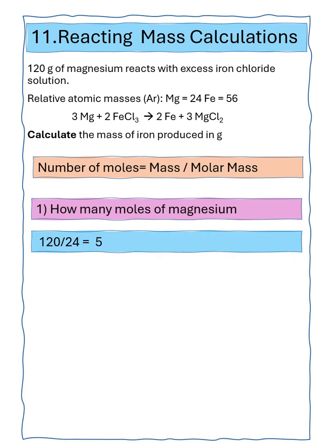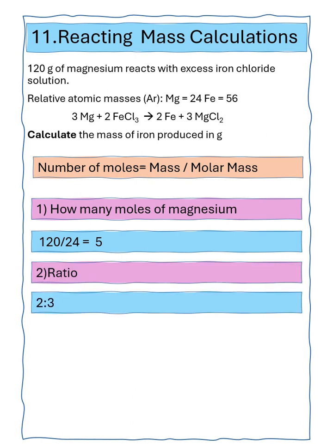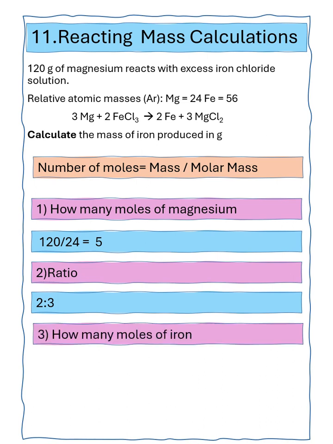So we know we've got 120 grams of magnesium. We know the molar mass of magnesium is 24. So number of moles is mass divided by molar mass. So it's 120 divided by 24. So we've got 5 moles of magnesium. From that, we can look at the ratio, and we know from the equation that 2 moles of iron are made for every 3 moles of magnesium. So the ratio is 2 to 3.